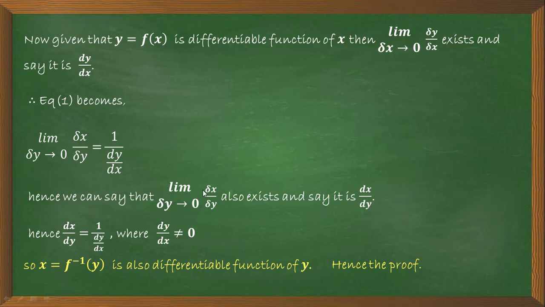Only 2 or 3 steps that you have to remember here, and you will get a clear idea about this theorem. So we have proved that x is equal to f inverse y is also a differentiable function of y, that is dx by dy is equal to 1 upon dy by dx. So this is the relation between the derivative of the given function and the derivative of its inverse function. Now we will solve some examples related to the exercise given in your textbook.